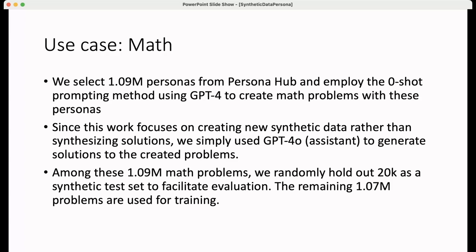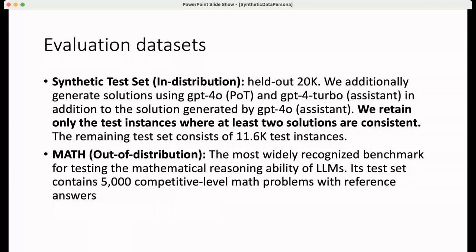And among these 1 million math problems, where one person has one problem and one generated solution, they hold out 20K as a synthetic test set for the evaluation, and the remainder as the training set. So the evaluation data sets they have are this synthetic test set, which is an in-distribution test set, and they also have an out-of-distribution math set. This is a standardized math set that all the closed-source and open-source LLMs are evaluated against to test math capabilities.